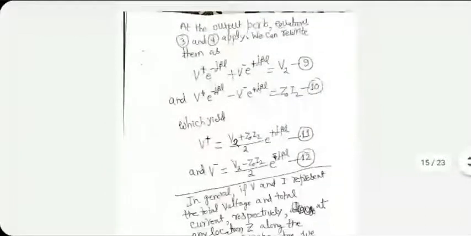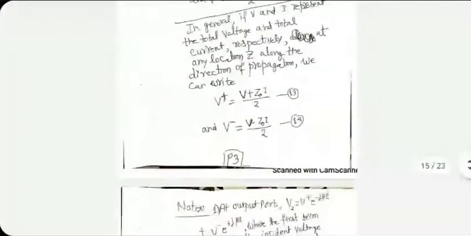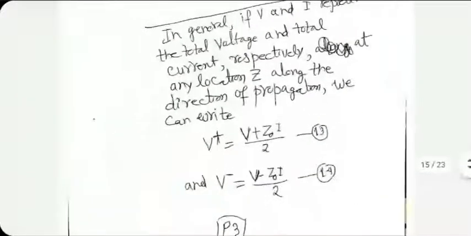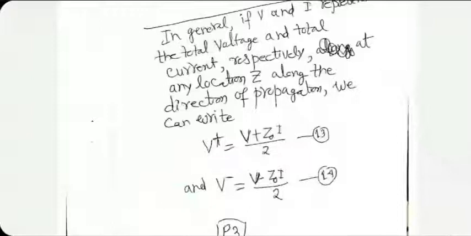At the input port, V plus is V1 plus Z0 I1 divided by 2. You can see the derivations. V minus is V1 minus Z0 I1 divided by 2. At the output port, the formulas become slightly different in terms of V2 and I2. In general, it has been shown by solving the transmission line equations in the reverse order that V plus and V minus are given by these two formulas in terms of the total voltage and total current at any location z along the length of the line.